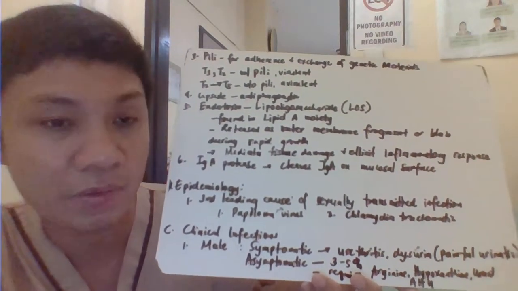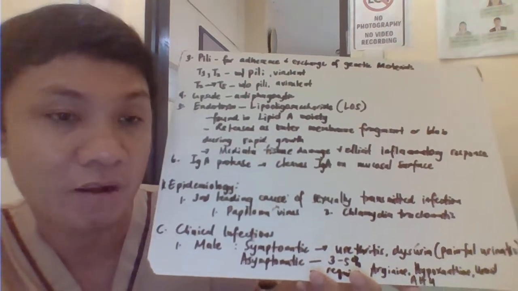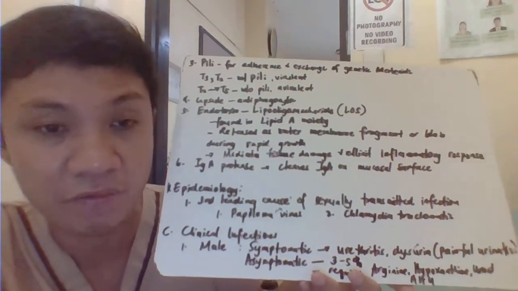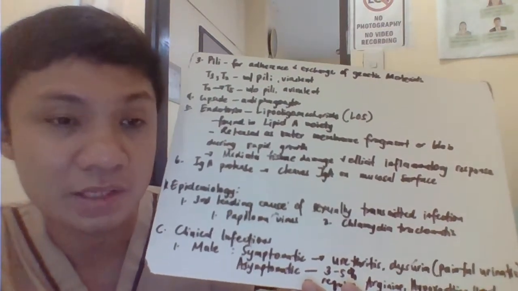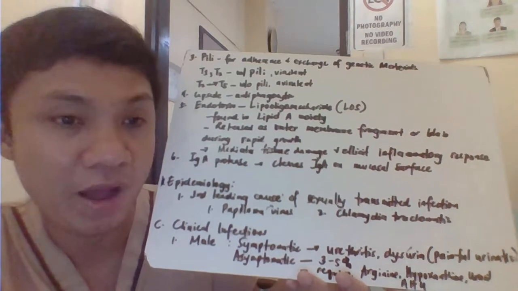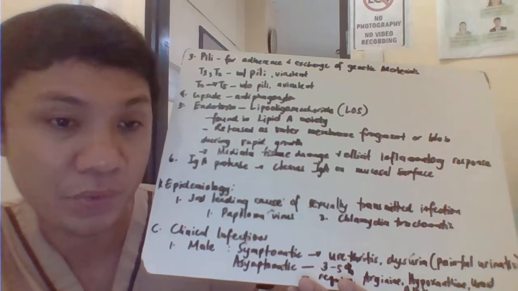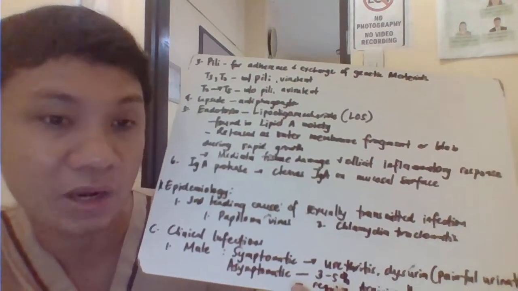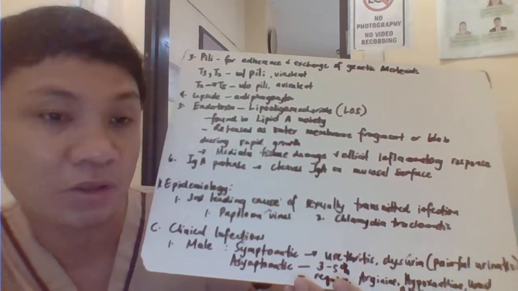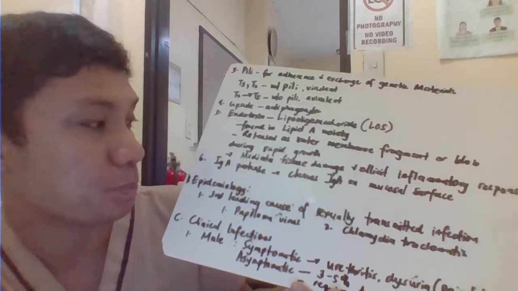Then we also have the LOS, lipo-oligosaccharide, which can be found on the lipid A moiety of the LPS of gram-negative bacteria, because this one is still gram negative. So this is a type of endotoxin, still part of the bacterial cell. It can usually be found on the blebs or fragments produced by the bacteria during rapid growth. Within those blebs is the LOS, which mediates the inflammatory response and at the same time allows the bacteria to cause damage to the host tissue.